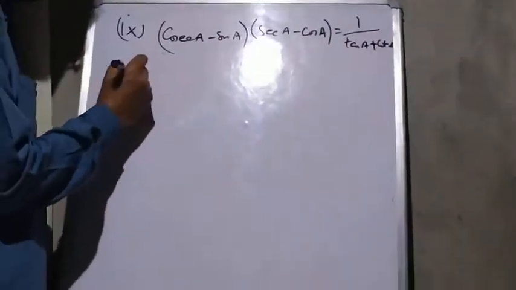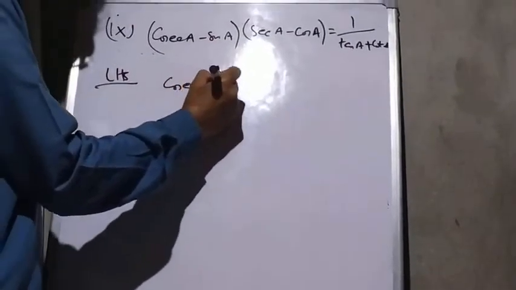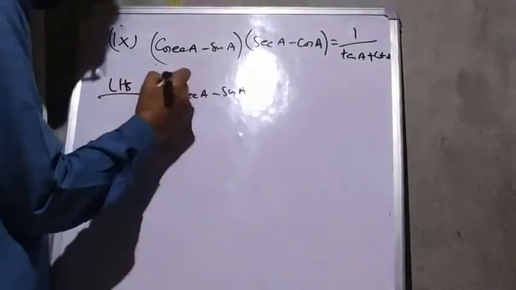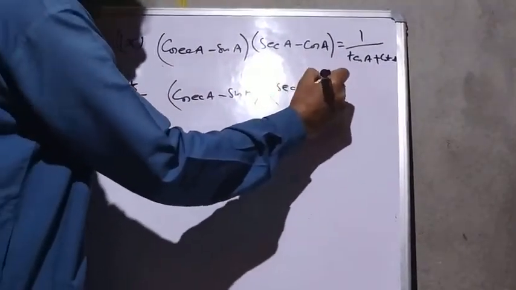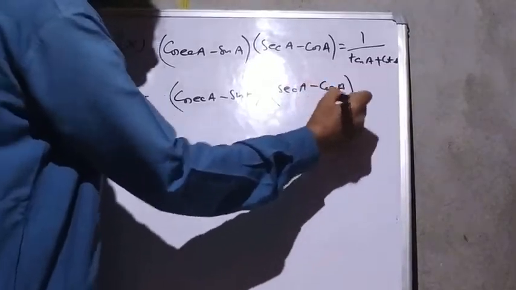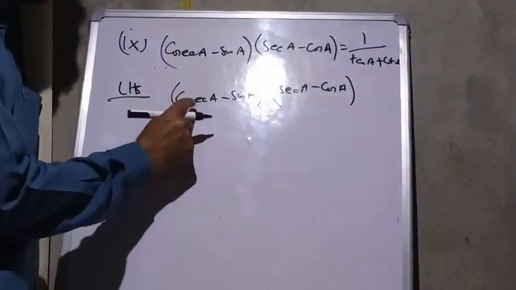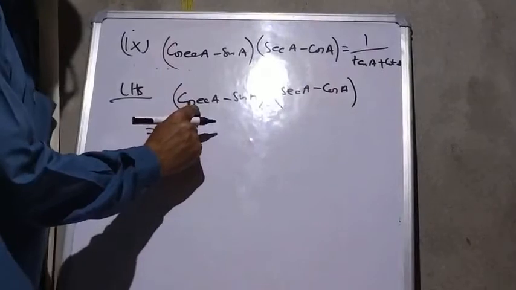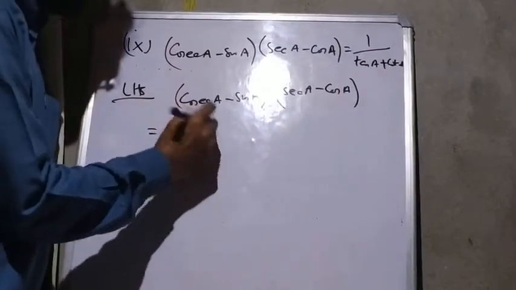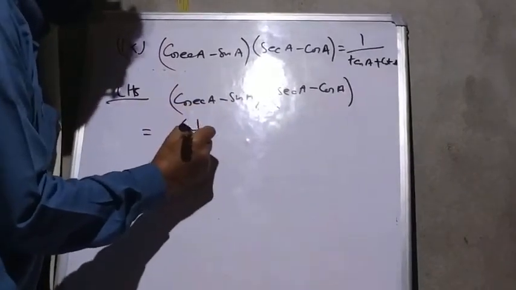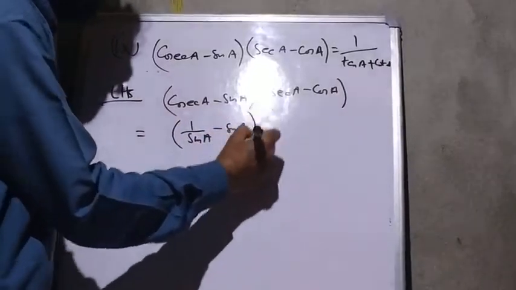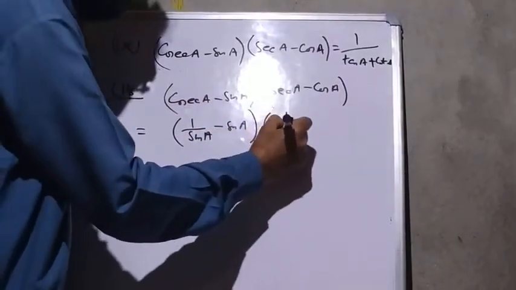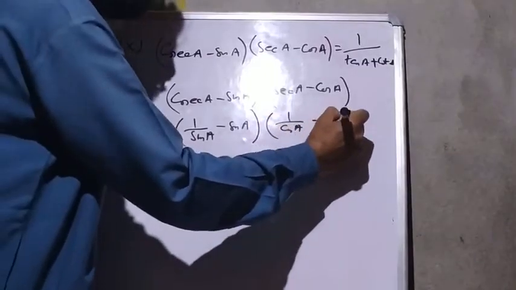Now this time we have to simplify this left hand side and right hand side separately. Let's take this left hand side. This is (cosec A minus sin A) into (sec A minus cos A). This is our left hand side. So what is cosec A? This we know is the reciprocal of sin. So instead of cosec A, we shall write here 1 divided by sin A minus sin A, into sec A is 1 divided by cos A minus cos A.